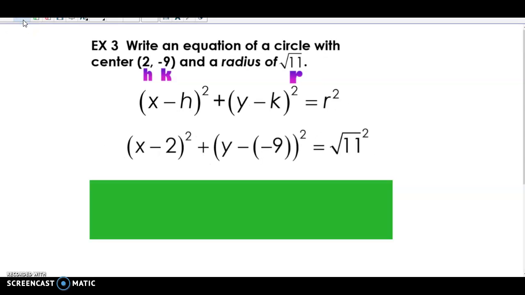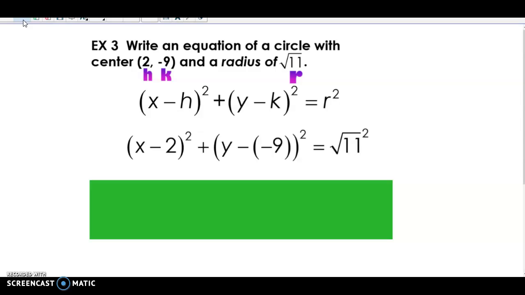Example 3, same thing. Now, please do not let the radicals scare you. We can just let the calculator do the hard work for you on that. That's one thing that does not need to intimidate you. So here we want to write the standard form of the equation of a circle. We have the center at 2, -9, so that's our h and k, and the radius is the square root of 11. We don't know the square root of 11. We can estimate it.